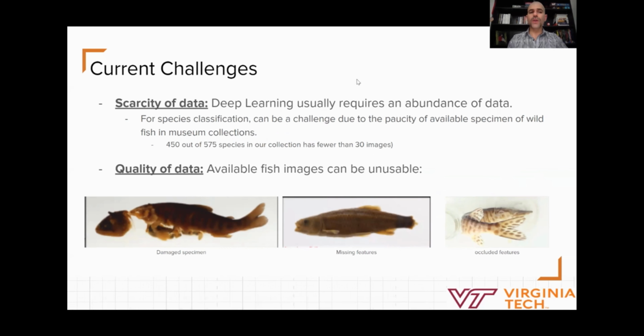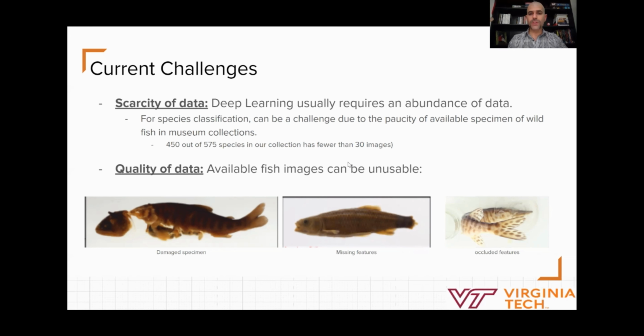So that's all good. And why do we think this is a challenge? Well, as I said, deep learning requires a lot of data to train, and that's not always possible in image classification. For fish classification, we have found that wild fish collections from museums have very little data. For the one we use, we have images from 575 species, 450 of them, three-quarters, have fewer than 30 images, which is not enough normally.